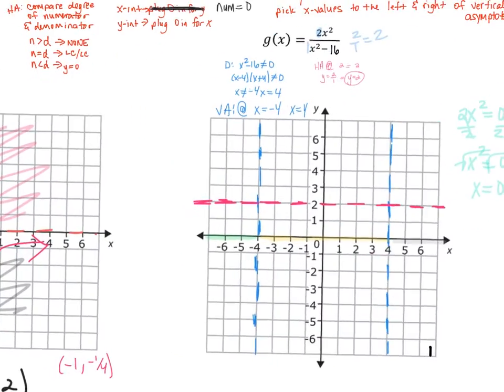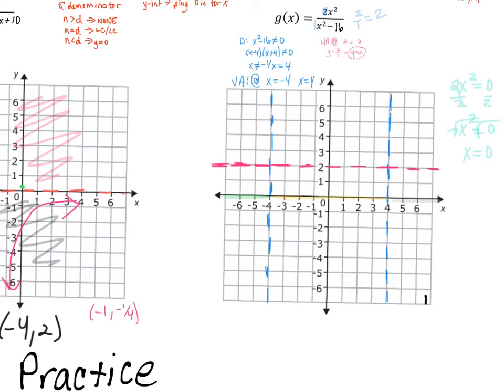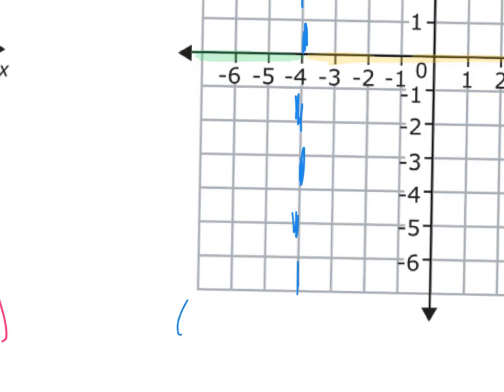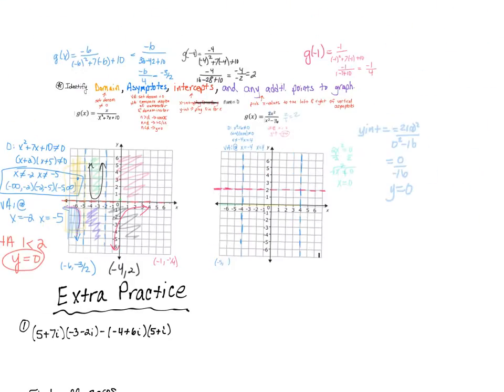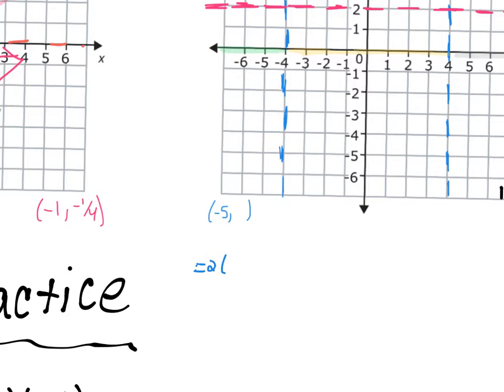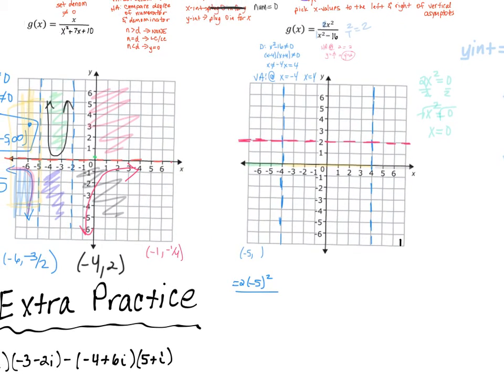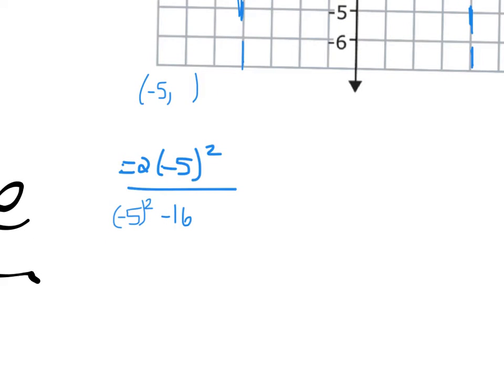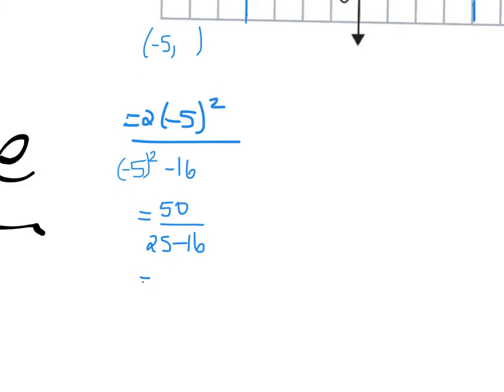Now I need to find points. The first section I'm going to look at is to the left of the vertical asymptote. So pick an x value that is to the left of the first vertical asymptote. Anybody? -5. Okay, so let's plug in -5. What's my function? 2x squared over x squared minus 16. So 2 times -5 squared over -5 squared minus 16. -5 squared is 25, times 2 is 50, over 25 minus 16. So 50 over 9.